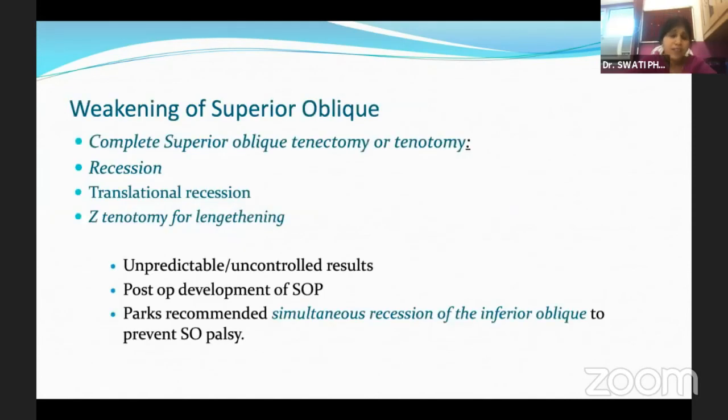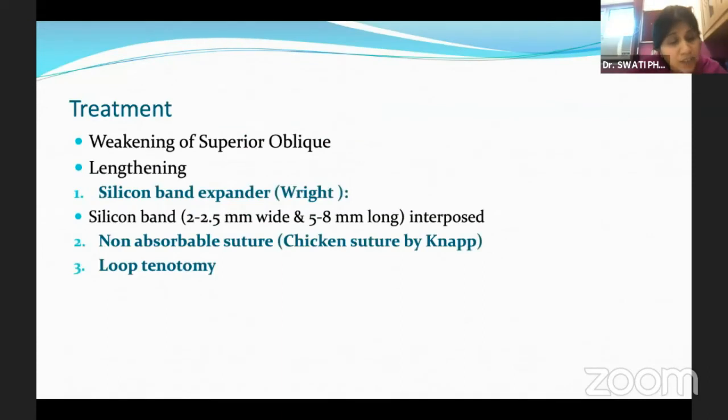The main surgical options: weakening of the superior oblique is really unpredictable and incomplete. It doesn't work very properly. So the best surgical option is lengthening of the superior oblique tendon, which can be done through a silicone band expander or non-absorbable suture, which can be put in between the tendon as a secant suture, or put at the insertion as a loop tenotomy.